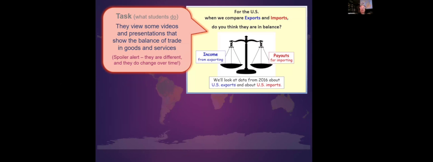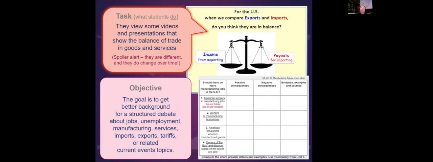And the students here look at videos and presentations that show the balance of trade in goods and services. Because the United States imports a lot more goods than we sell, but we sell a lot more services than we import. And the result is, if you look at only one of those, you're going to think, oh, we're really out of balance here.